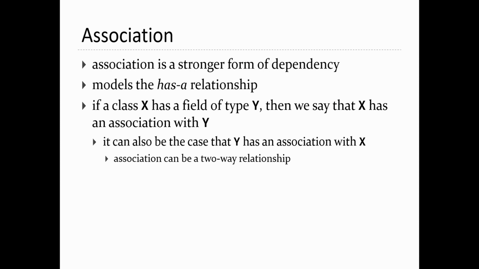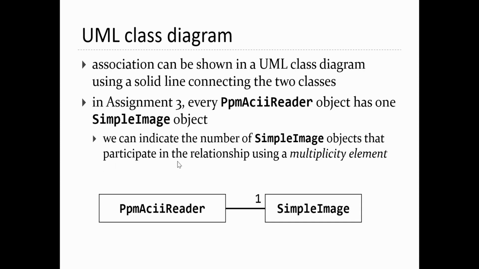It is possible for association that Y can also have an association with X. So you can have two classes X and Y. Class X has a Y object in it. Class Y has an X object in it. So association can be two-way. Okay, so if you want to draw a UML diagram to show association, then you just draw a solid line between the two classes.